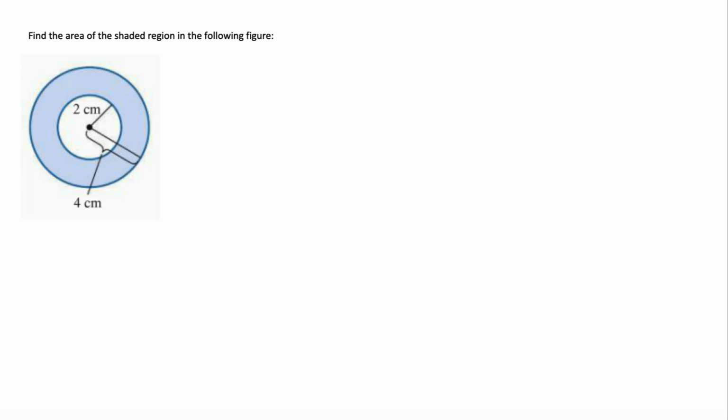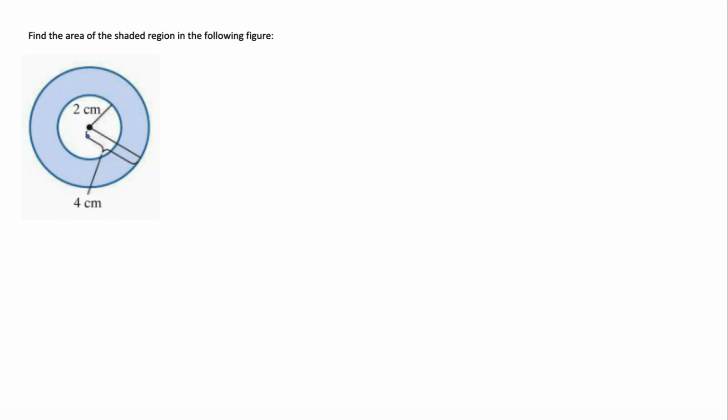Find the area of the shaded region in the following figure here. All right, so we have what are called concentric circles. We have the outer circle and the inner circle, and they have the same center here. And we see the shaded region is the area in between.